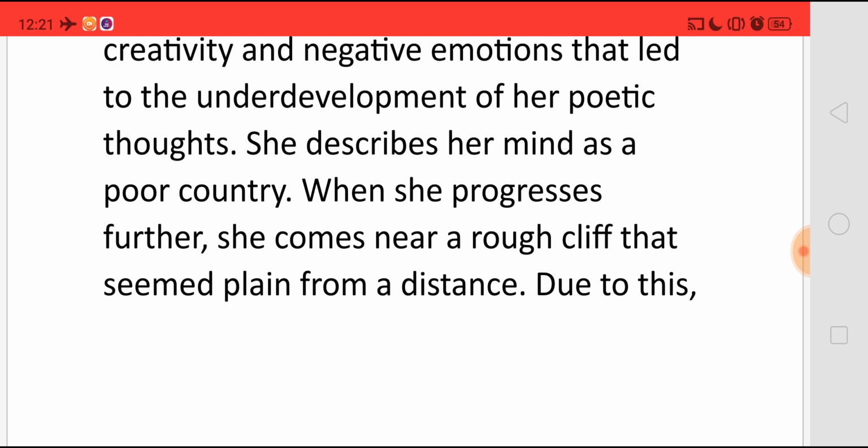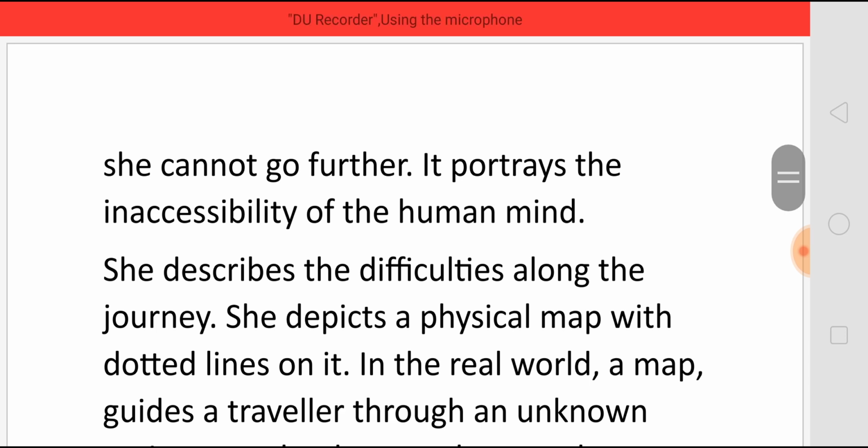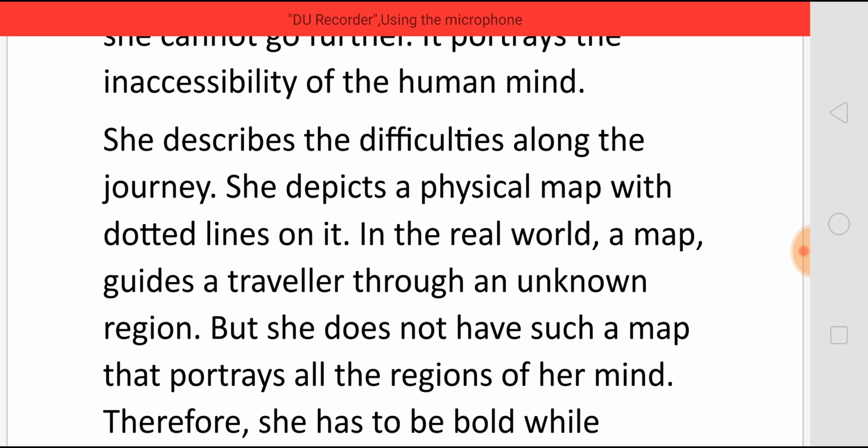And when she goes further, she comes near a rough cliff. Actually, from far away, it seemed like a plain where she can walk through. But now, this is a cliff. That is, if she takes one more step, she has to fall down. And due to this, she cannot go further. Now, this portrays the inaccessibility of the human mind, and she describes the difficulties along the journey.